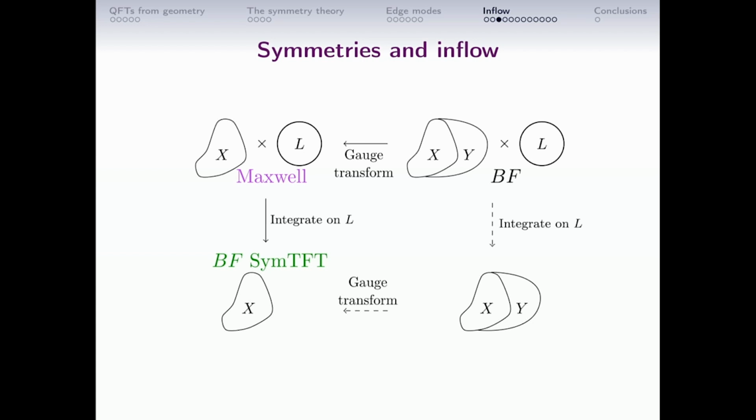Now you can start with the BF theory here and integrate on L. Integrating a topological theory is almost a nope, it's basically nothing. So that's easy typically. And then you get some topological theory on this manifold Y with boundary X. And now you do the gauge transformations here. This gives you an effective theory in X, which should be the same thing as you obtain here. As it turns out, these steps are much easier than that step.